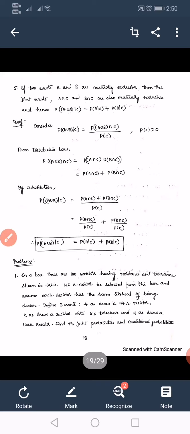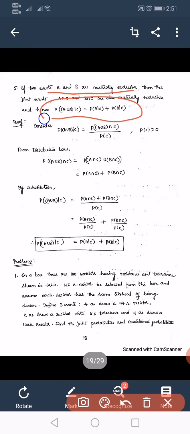Okay, next property, this one we have already discussed just now. Consider two events A and B that are mutually exclusive, not A and C. If A and B are mutually exclusive, then A intersection C and B intersection C are mutually exclusive. Then we have to prove this.